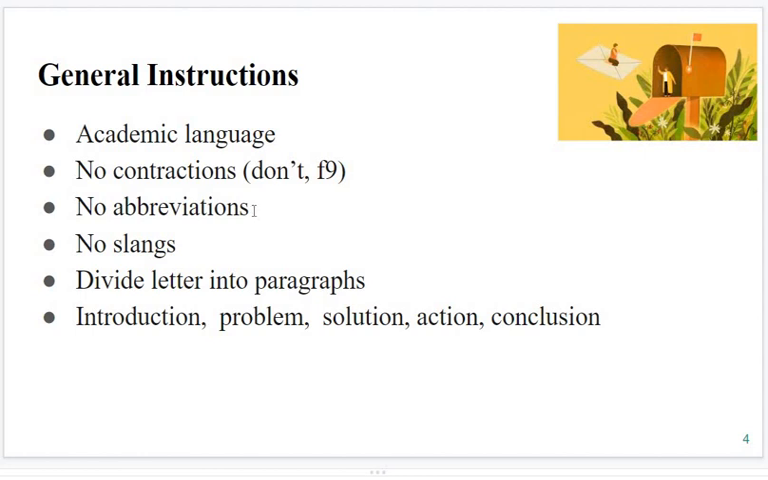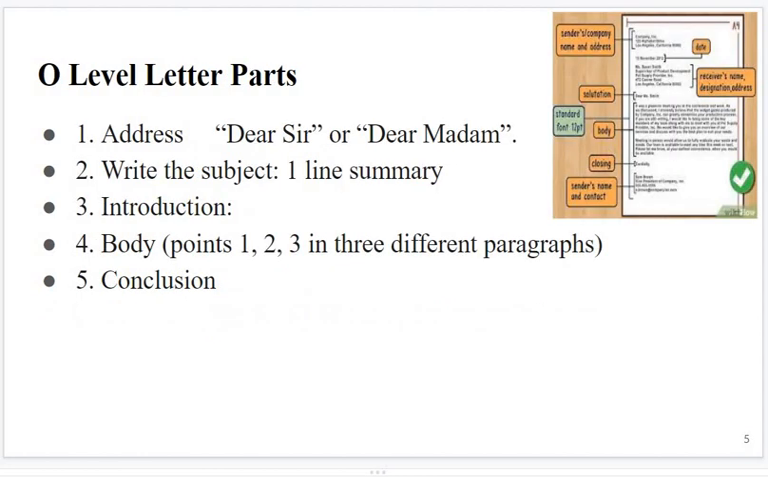If you feel that it is essential to mention abbreviations, first of all write the full name, then write the abbreviation in parentheses, and afterwards you are allowed to use that abbreviation. Never use slang, even in informal letters. Divide your letters into 3 to 4 paragraphs. Usually, letters have 3 paragraphs: introduction, problem, solution and invitation to action, and the conclusion of that letter.